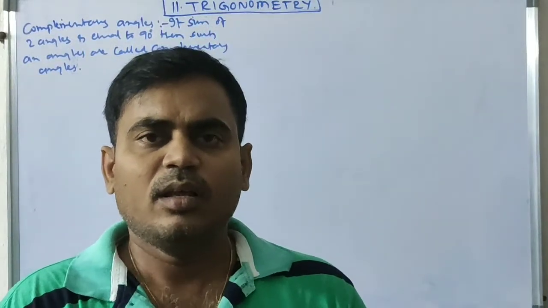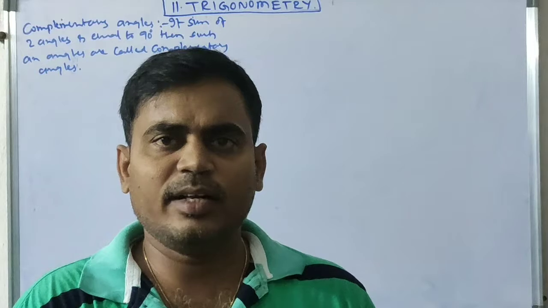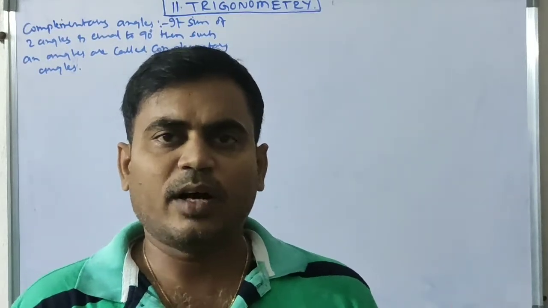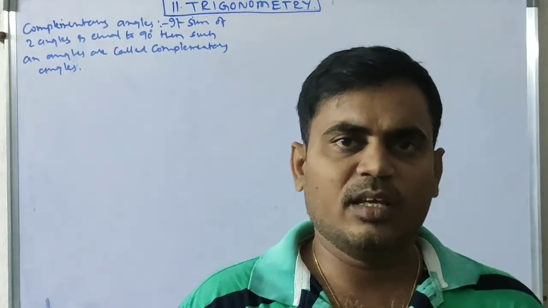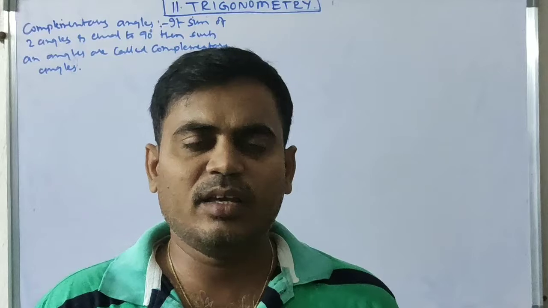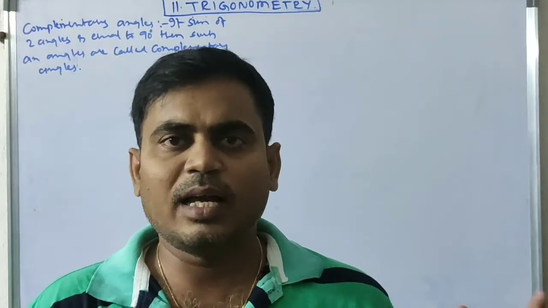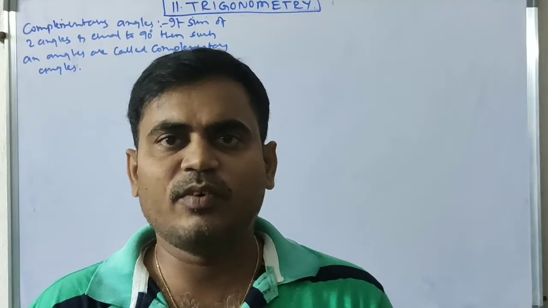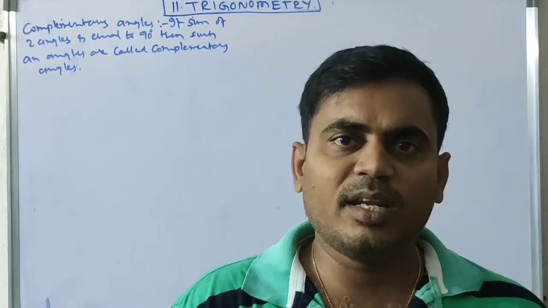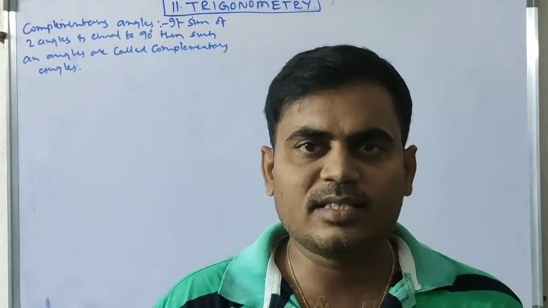For example, an angle 10 degrees is complementary to 80, since 10 plus 80 equal to 90. 40 is complementary to 50, since 40 plus 50 equal to 90. The complementary of 45 is again 45. So the angle which is complement to itself is 45. The complementary of angle A is 90 minus A.